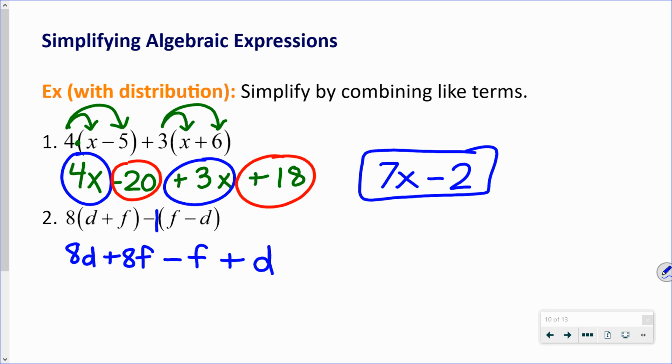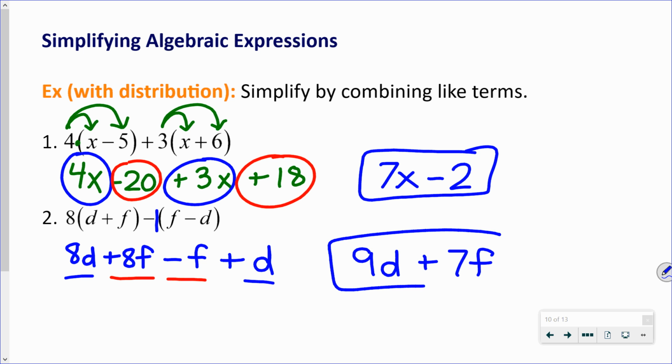And now I've got my parentheses gone, and this is when I can start looking for like terms. So please note, we need to eliminate parentheses before we add and subtract like terms. So we eliminated our parentheses by multiplication. Now we're looking for like terms, and I see an 8d and a regular plus d, and that's going to give me 9d. And then I see I have an 8f, and I am subtracting an f, which gives me 7f. Cannot combine d's and f's, so that example is done.